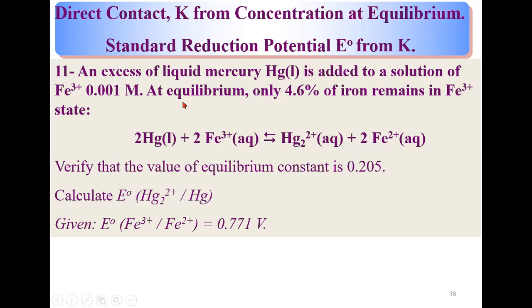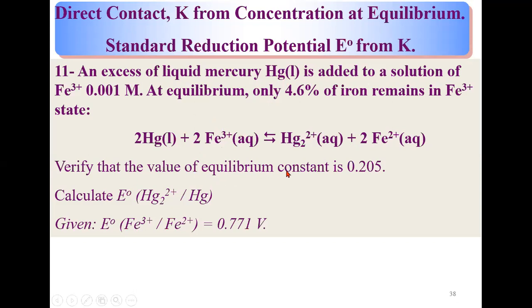At equilibrium, only 46% of the iron remains. So we have some remaining amount of iron in my solution. And of course, they didn't give you the amount of mercury. But remember, liquids do not get into the equilibrium constant. And if there's something remaining as a reactant, that does mean that the reaction is not complete.